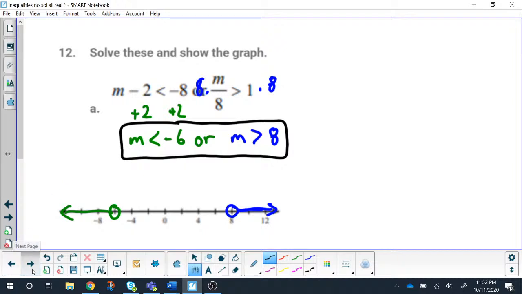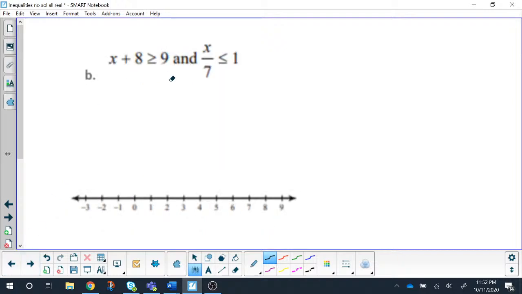And it's just really two inequalities. So same thing here, except notice I have an and statement. So x plus 8 is greater than or equal to 9. Go ahead and pause the video, see if we come up with the same thing. Okay, I would subtract 8 from both sides and get x is greater than or equal to 1.